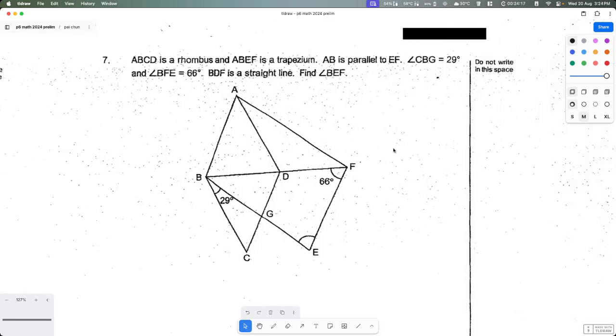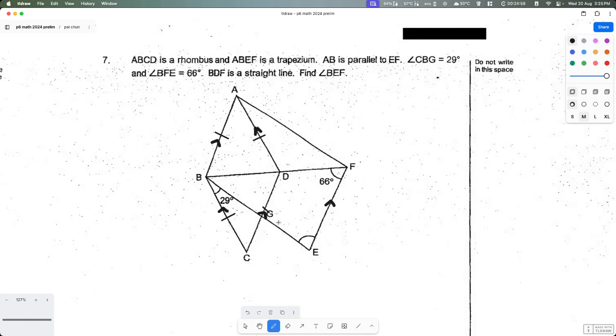Question 7. It says here ABCD is a rhombus. So I'm going to draw the lines: this, this, this, and this. ABCD is a rhombus, and ABEF is a trapezium. So AB is parallel to EF. That means AB is also parallel to DC, and this is also parallel to this one as it is a rhombus.